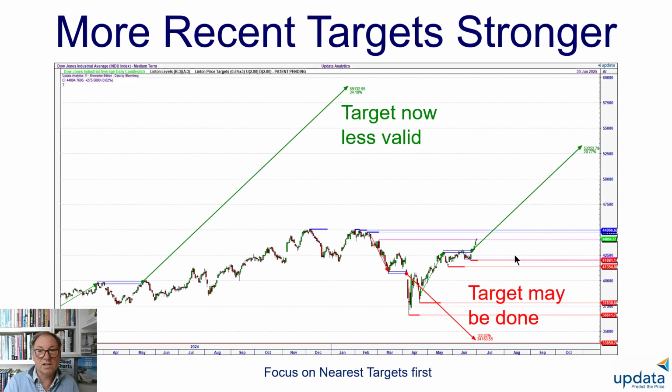The more recent targets are stronger. So here we've got a target. This was the Dow Jones Index. Here we've got a downside target, but now we've got a new upside target, and this target may now be done. And certainly if we break to a new high, we deactivate that target anyway. This one is now less valid. It was given a long time ago, but it's still there, and if we break to a new high and we pass this target, it might be the only target we have, remembering we need a pullback to generate the next price target.